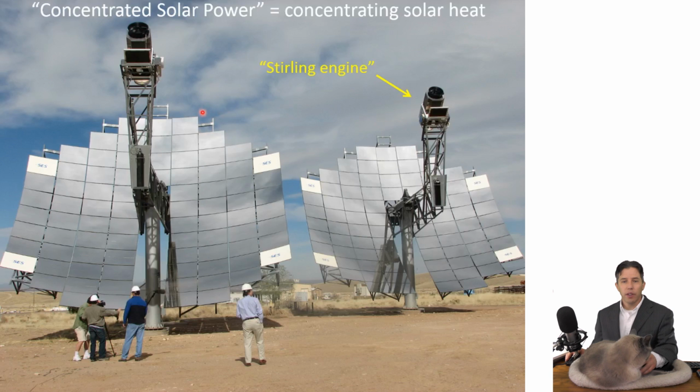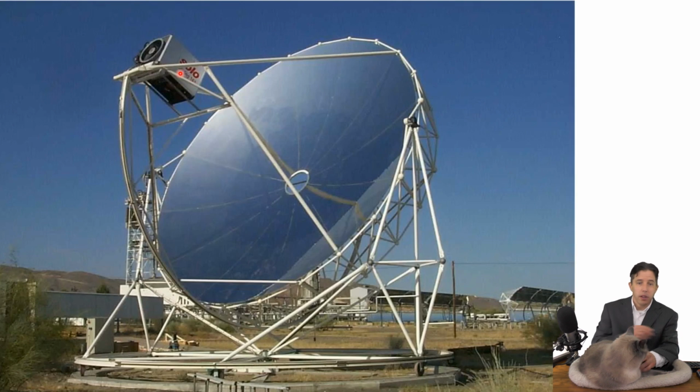Here's another version of it. Sandia Labs has actually been working on this. These are mirrors, and they all reflect the sun to this capsule, and this capsule is something called a Stirling engine. It's a heat-powered engine, and so as one side of this is hot and the other side is cooler, that temperature difference will cause this little engine to run, and they can generate electricity that way.